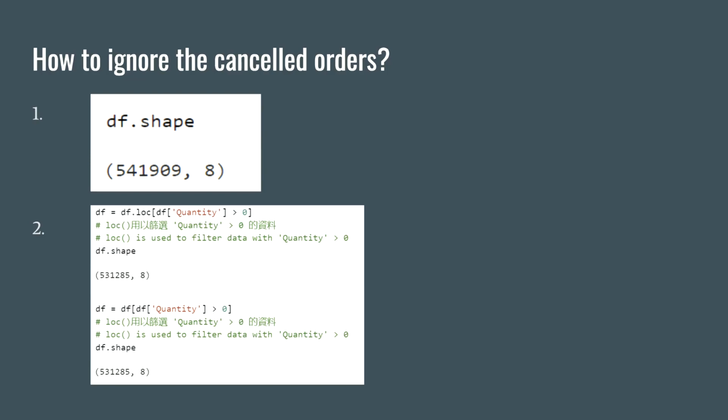How to ignore the cancelled orders? Firstly, the amount of data with the cancelled orders is 541,909. And you can enter either one of those two codes to ignore the cancelled orders. And when you see the number is different, then you have successfully ignored the cancelled orders.